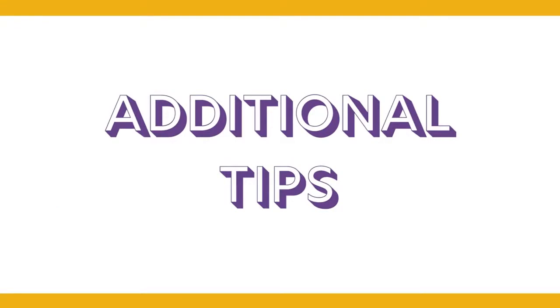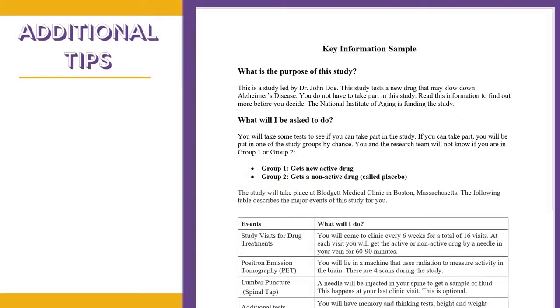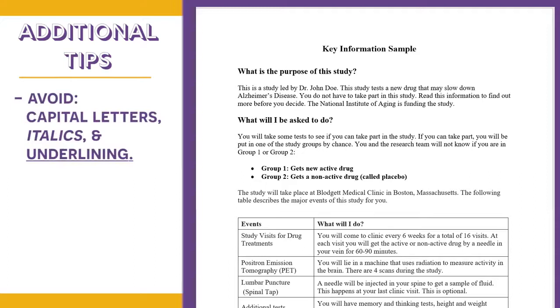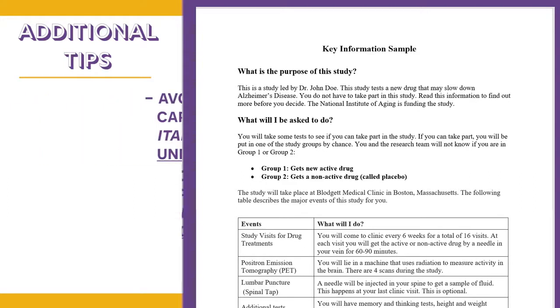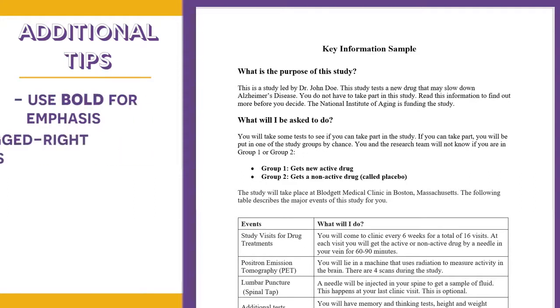Here are some additional tips to help guide you. When formatting your key information, avoid using capital letters, italics, and underlining. Instead, use bold for emphasis, and use ragged right margins throughout the entire document.